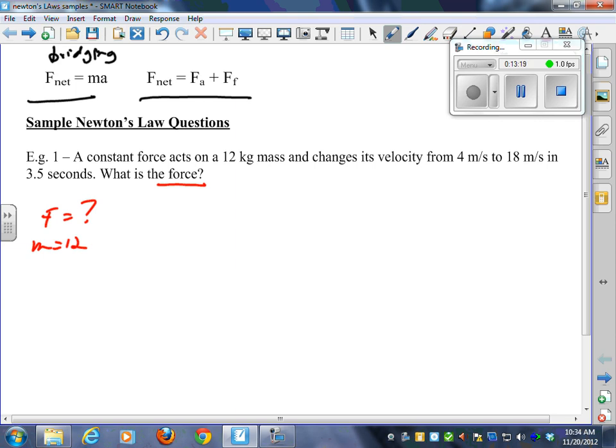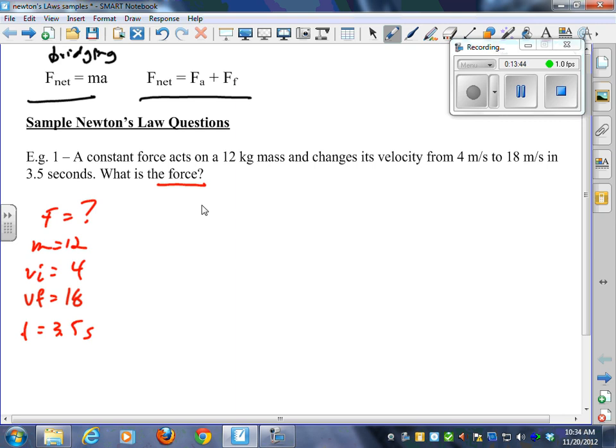What would you call 4 and 18? What variables are they? They're both V's. Final and initial, exactly. The initial is 4. The final is 18. And I also have a time of 3.5 seconds. And I'm asked to find the force. The last formula is going to have force in it.